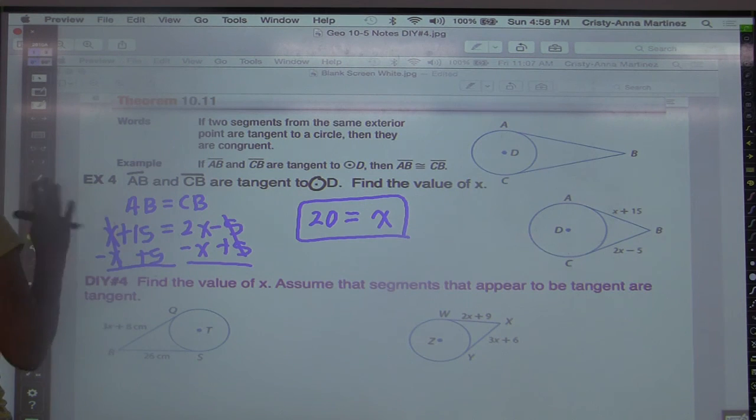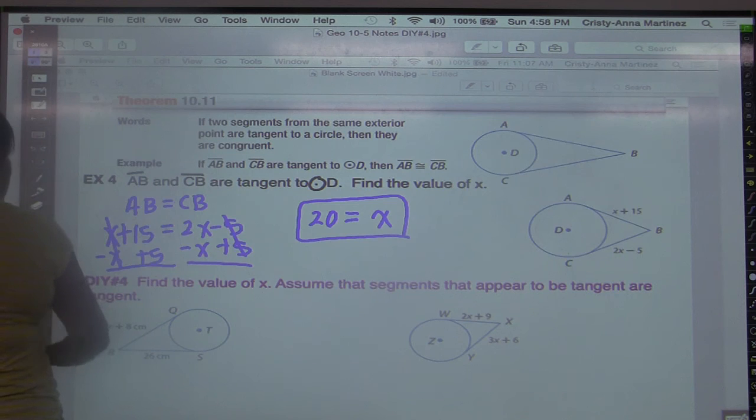So you can finish this example, or sorry, let's do a stop question. And then we're going to go to our last one.